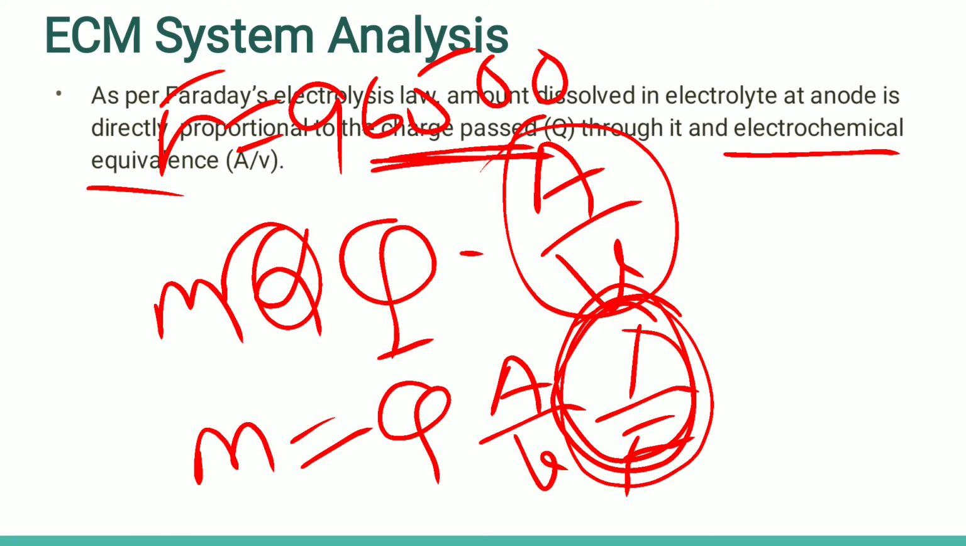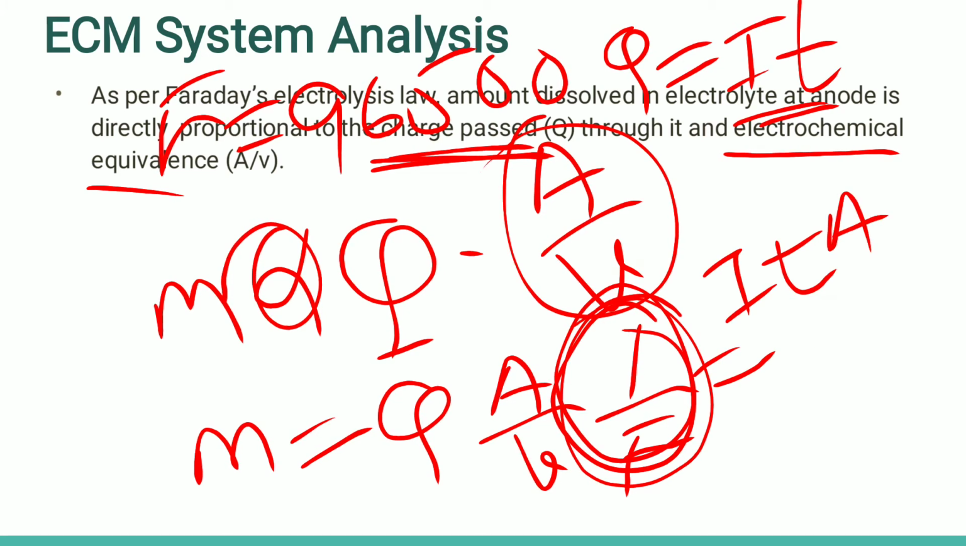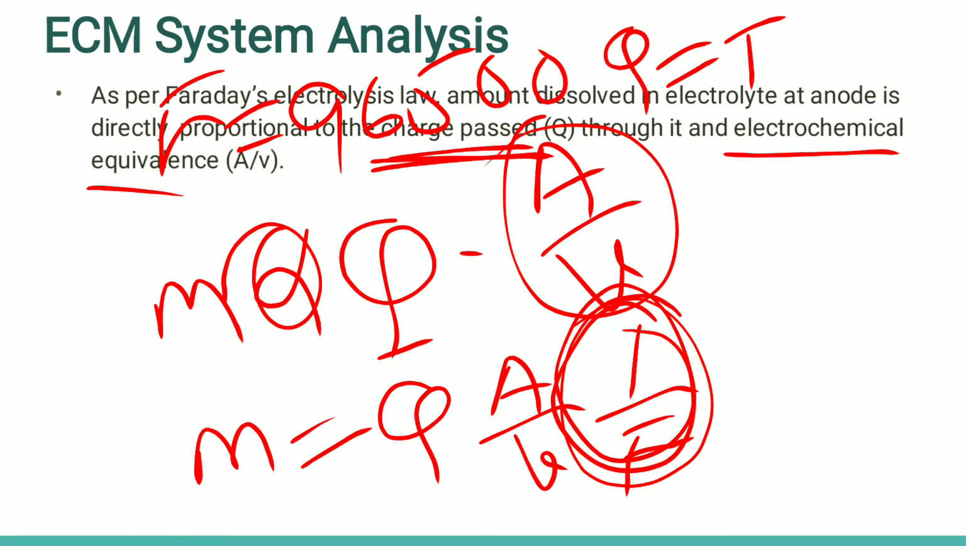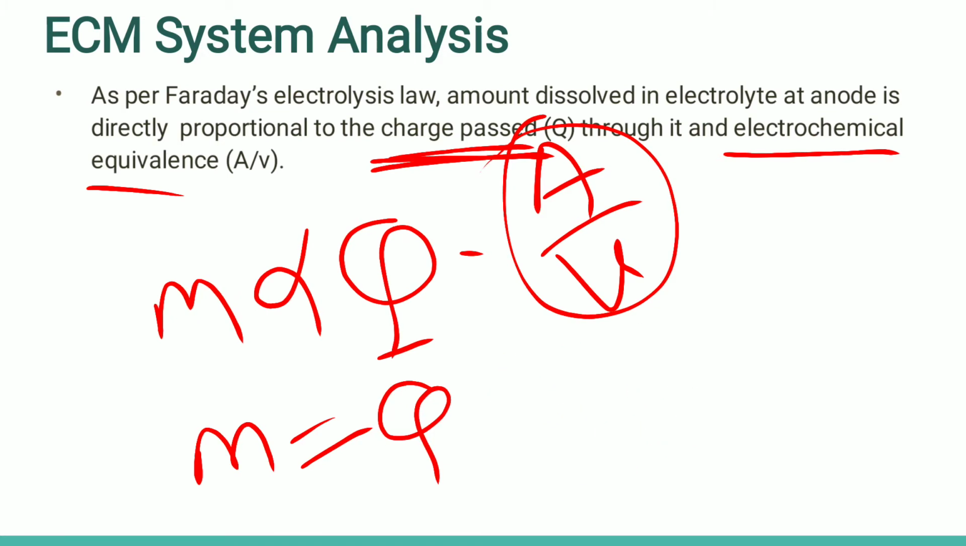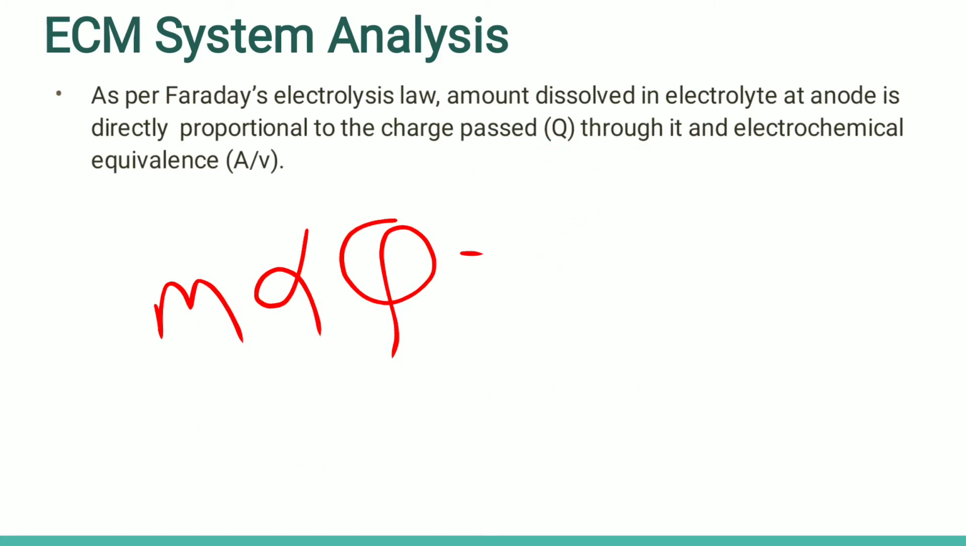Up to this we have already discussed, and we also discussed that Q is equal to I into T, that is, how much current we are passing to create the potential difference, and T is the time. So the charge is equal to I into T. When you put this value, this will be I into T into A upon F into V. This is the amount that is depleted, or the material which is removed from the anode. This equation we have already studied in the last video.